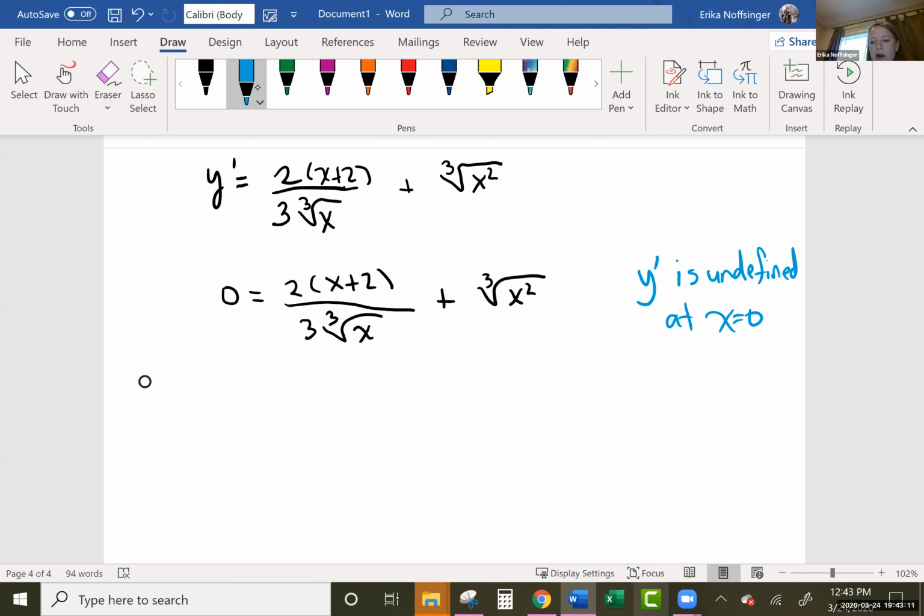If that was not part of my domain in my original function, that could have been where an asymptote is, but my original function was defined everywhere. So x equals 0 could be a critical number, and then we need to figure out when this is equal to 0.